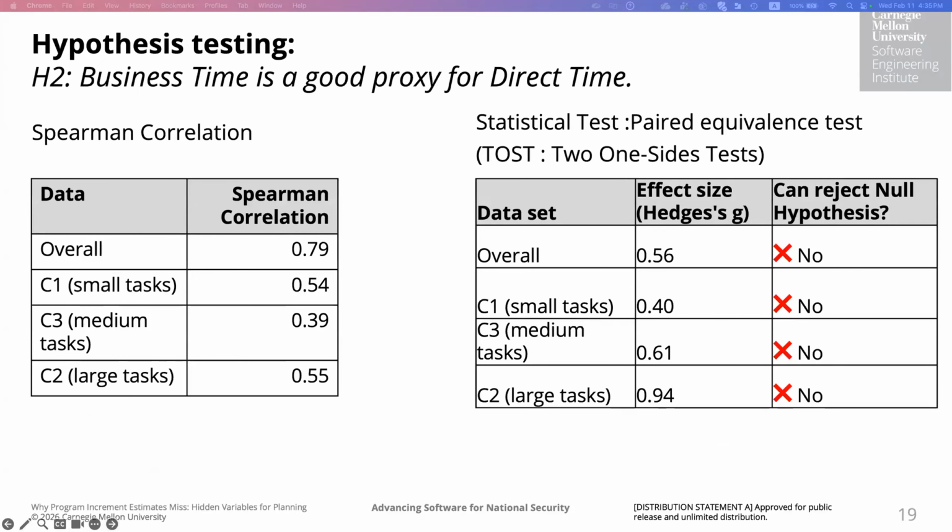So we see the Spearman correlation is 0.79 overall, essentially unchanged from cycle time. Within clusters, for small 0.54, for medium 0.39, for large 0.55. So the monotonic relationship does not really improve that much. And using the same TOST paired equivalence tests, we again cannot reject the null across all groups. And effect sizes remain moderate to large, like for the larger ones, it's still like 0.94.